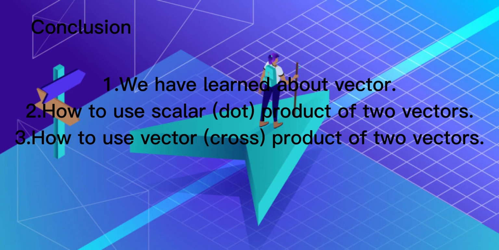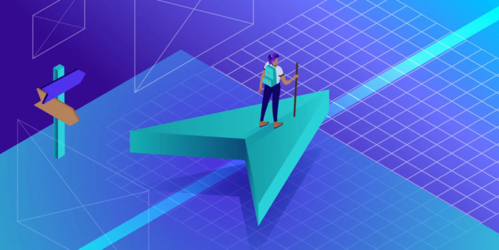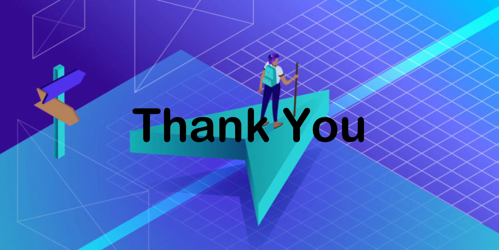Therefore, in this video we have learned about what a vector is. Second, we know how to apply the scalar dot product of two vectors, and lastly, we know how to apply the vector cross product of two vectors. After all, that's all from us. Thank you so much for watching.